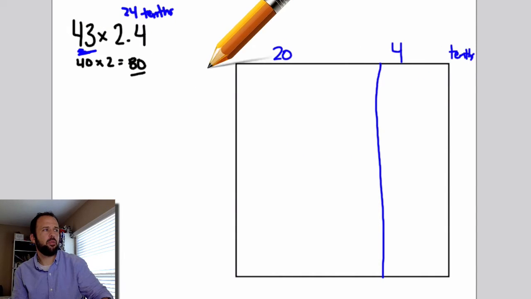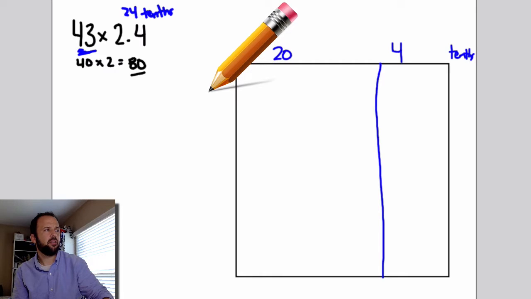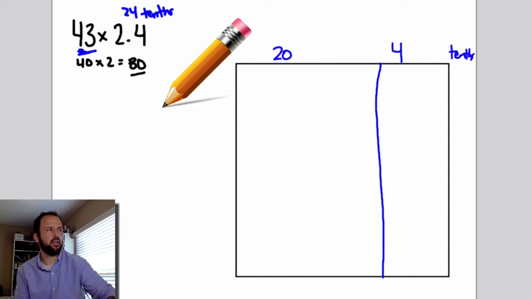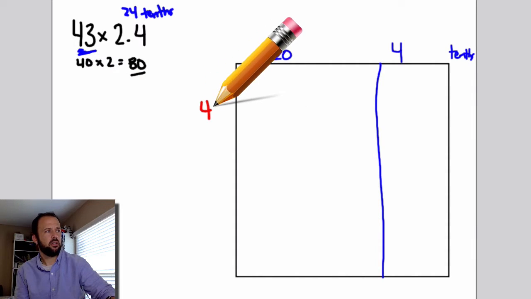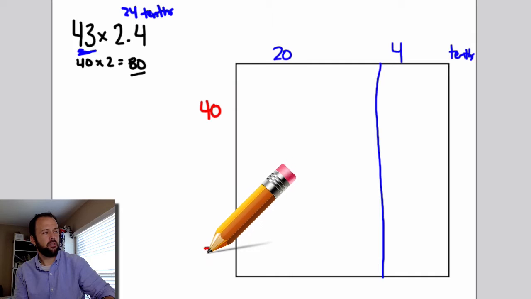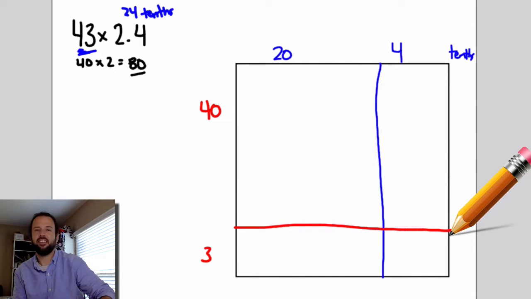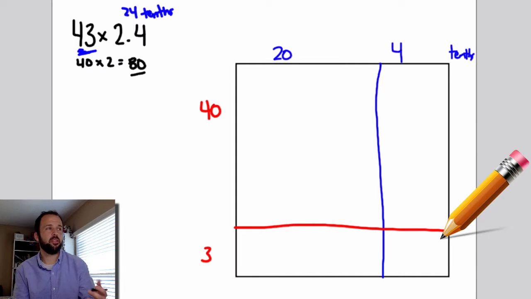I'm going to take my 43 and put it down the side here. Let me switch colors so we can identify that. So I'm going to break it apart into 40 and a 3. 40 and a 3. I bet you didn't think you'd see Mr. Walker flexing this morning. I'm sorry about that. But here we are.